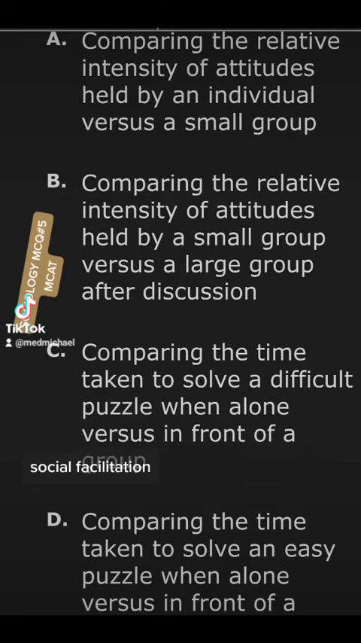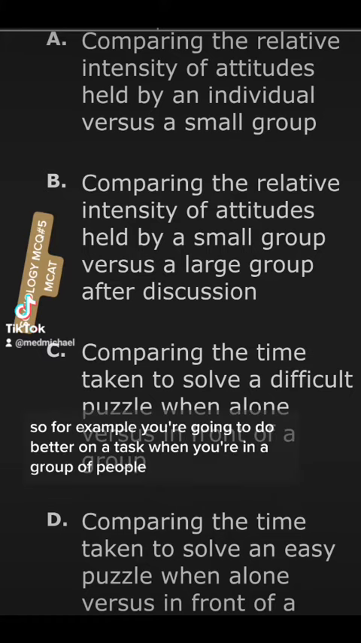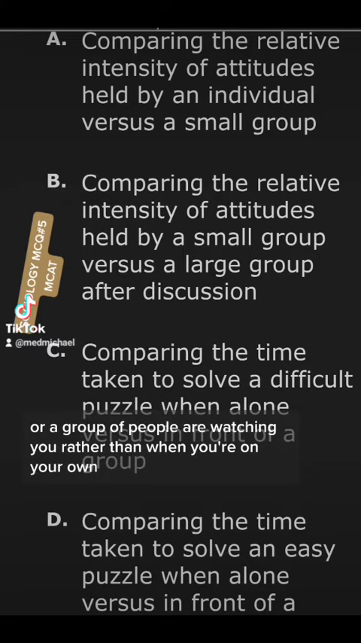Social facilitation is a phenomenon in which being in the presence of others improves your task performance. So, for example, you're going to do better on a task when you're in a group of people or a group of people are watching you rather than when you're on your own.